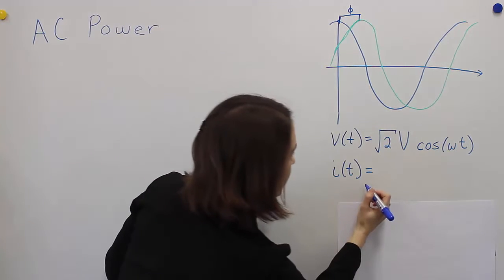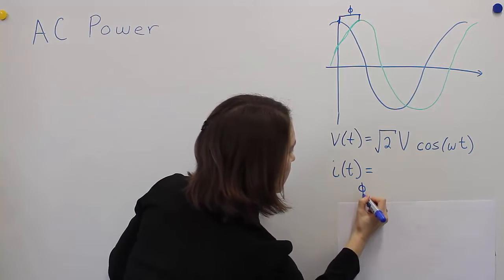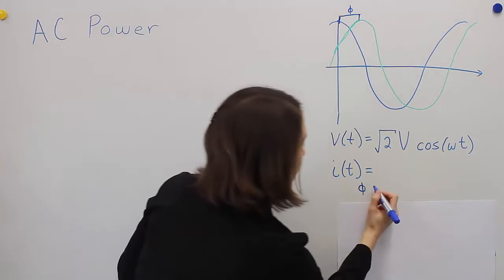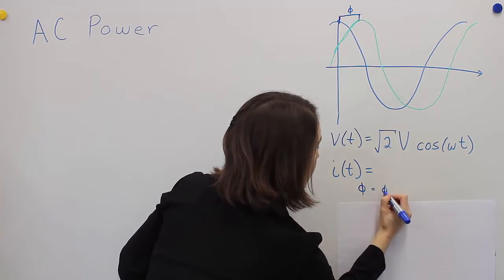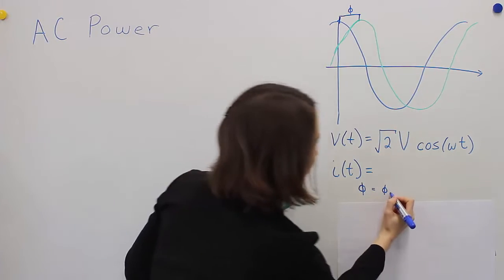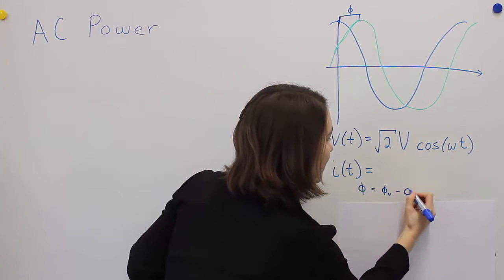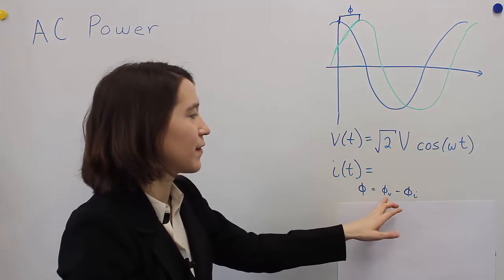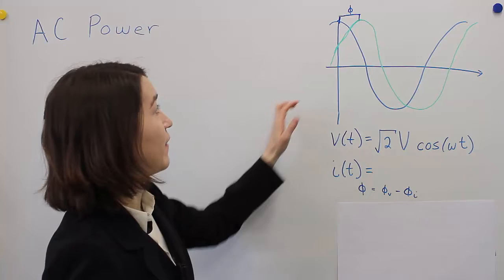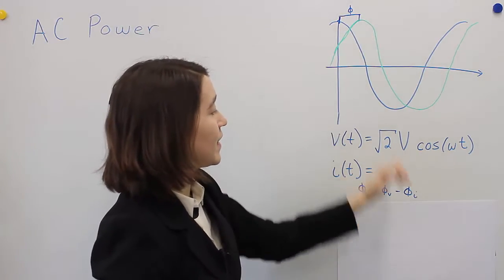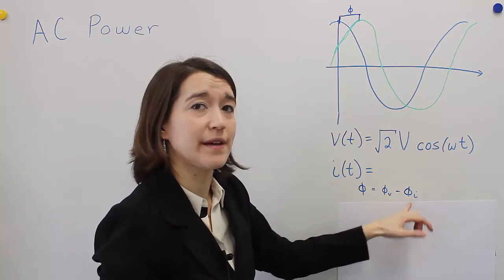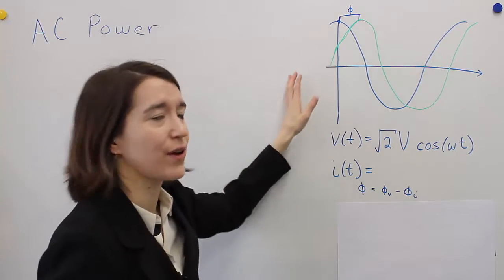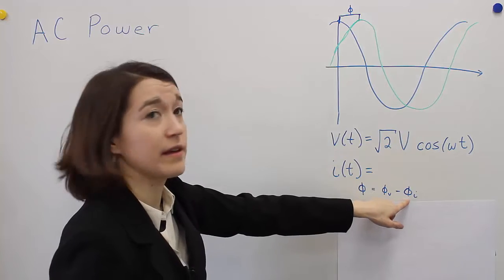And I want to define here, phi is the phase shift between the voltage and the current, and it's defined by the phase shift of voltage minus the phase shift of the current. In this case, our phase shift for the voltage is 0, and this phase shift of the current would be a little bit negative, because it's a little bit ahead here. If you do the math for all this, you'll see that this value would have to be negative.